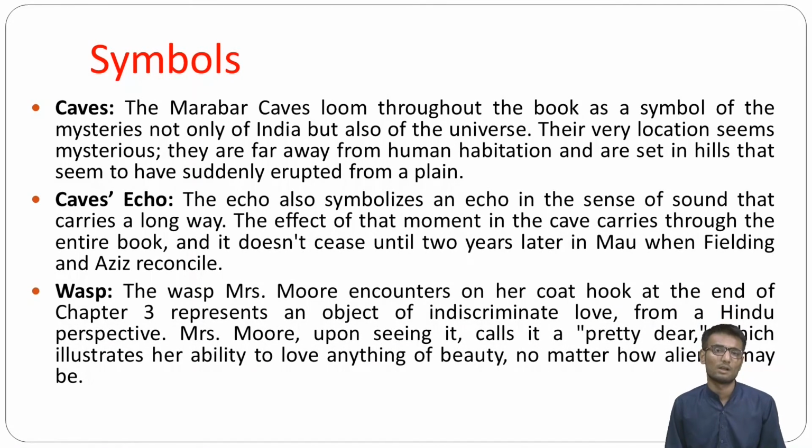Now, the third important thing is the wasp. The wasp Mrs. Moore encounters on her coat hook at the end of chapter 3 represents an object of indiscriminate love from a Hindu perspective. Mrs. Moore, upon seeing it, calls it a pretty dear, which illustrates her ability to love anything of beauty, no matter how alien it may be. The Indians, presumably Hindus, who discuss the kingdom of heaven with Mr. Sorley in chapter 4, test the Christian missionaries' broadness of mind when they ask if a wasp may receive God's love. Finally, the wasp appears along with Mrs. Moore in the mind of Professor Godbole during the religious festival in Mau when he is trying to love all things equally. It's as if Forster is saying if one can love a wasp, one can love anything.